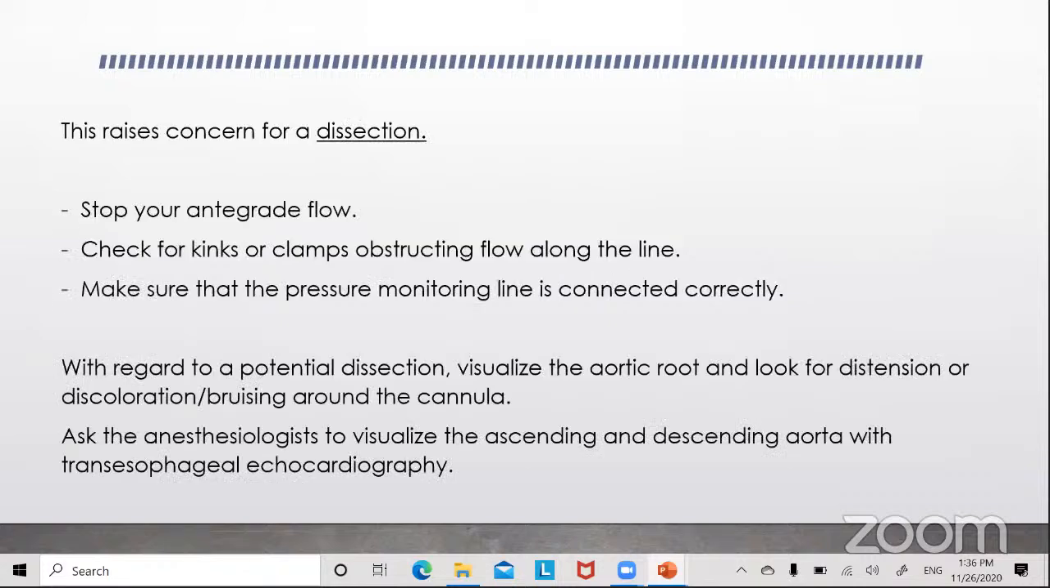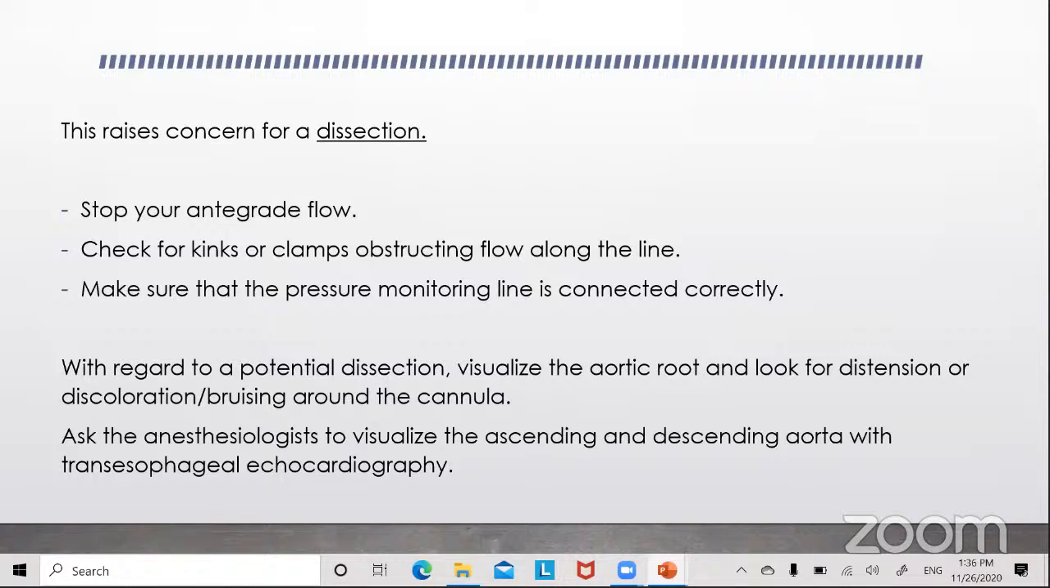This raises the concern for a dissection. Stop your antegrade flow. Check for kinks or clamps obstructing the flow along the line. Ensure that the cardioplegia is flowing down the appropriate path to the aortic root. Make sure that the pressure monitoring line is connected correctly.